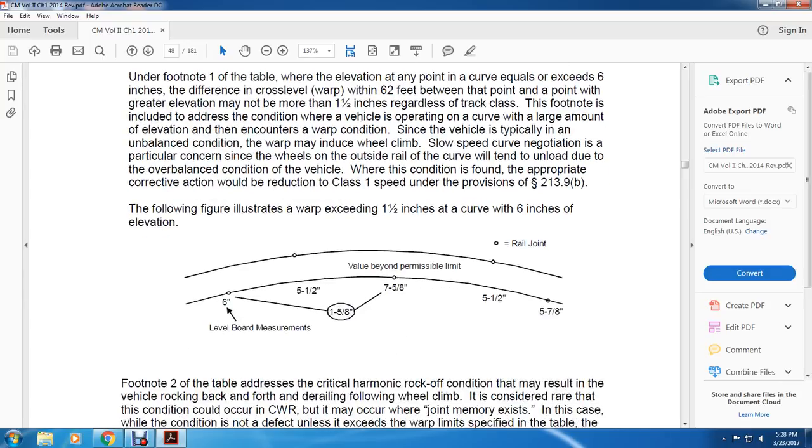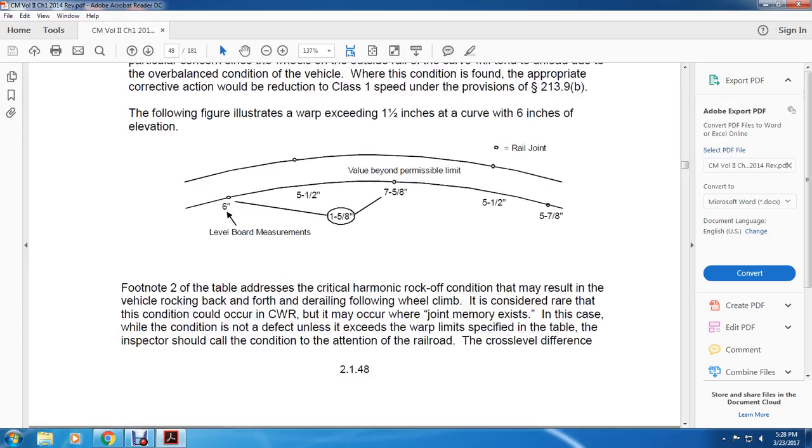Alright, your level board measurement. The first joint is 6 inches and has 5.5 inches to 7 5/8 of an inch, which is a difference of 1 5/8 of an inch. Warp value beyond the permissible limit, and then the next joint from 7 5/8 of an inch goes from 5.5 to 5 7/8 of an inch.